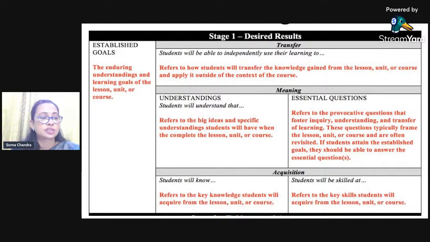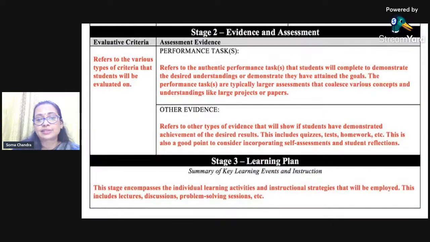Then essential questions refers to the provocative questions that foster inquiry, understanding, transfer of learning. These questions would typically frame the lesson or unit or course very, very well. Then students will know refers to the key knowledge that students will acquire, certain skills, certain knowledge, and students will become skilled in writing, framing answers. That is important and that will help you in refining your lesson plans.